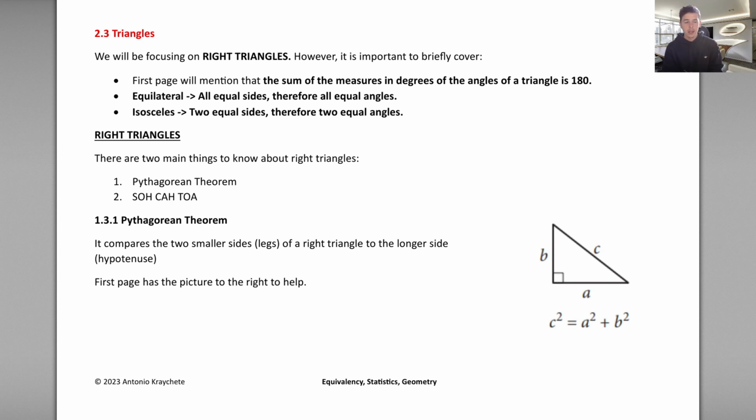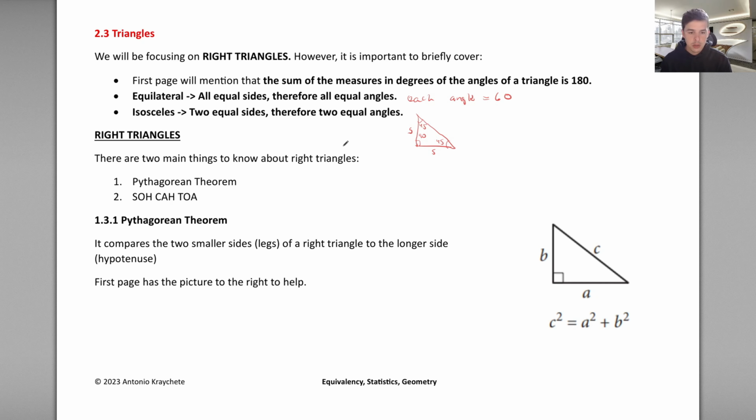is 180. Two other things that are very important: equilateral triangles have all equal sides, therefore all equal angles. So each angle equals 60 degrees. Isosceles triangles have two equal sides, therefore two equal angles. So if it's an isosceles right triangle, then we get 45 degrees here, 45, and a 90. And this side equals this side.